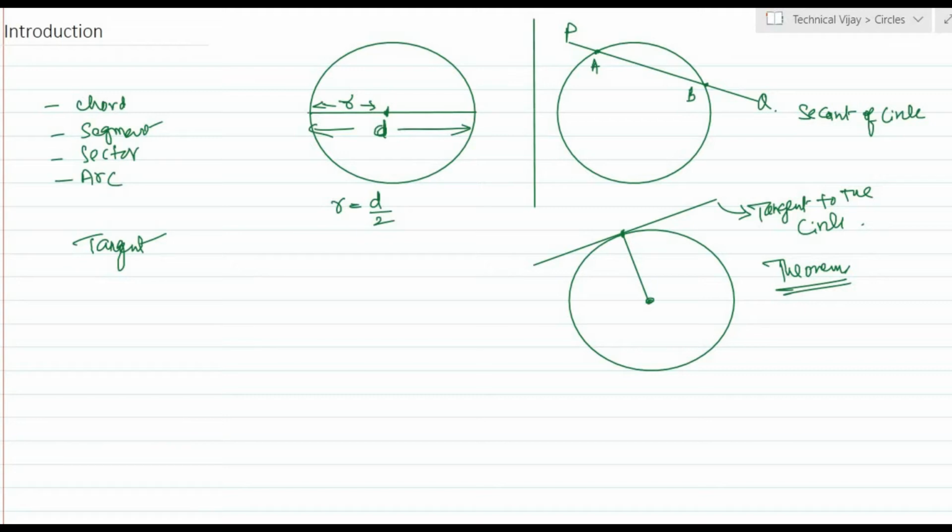The tangent to a circle is a special case of the secant when the 2 points of its corresponding chord coincide. That is, this point and this point coincide at only one point, then this is called a tangent of a circle. So this is the meaning of the tangent of a circle. Now we will start solving exercise 10.1 so that we can understand this better.